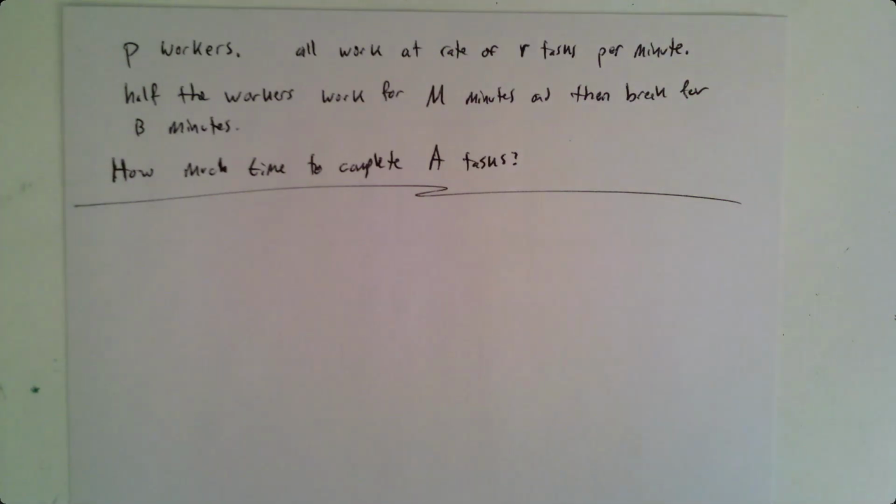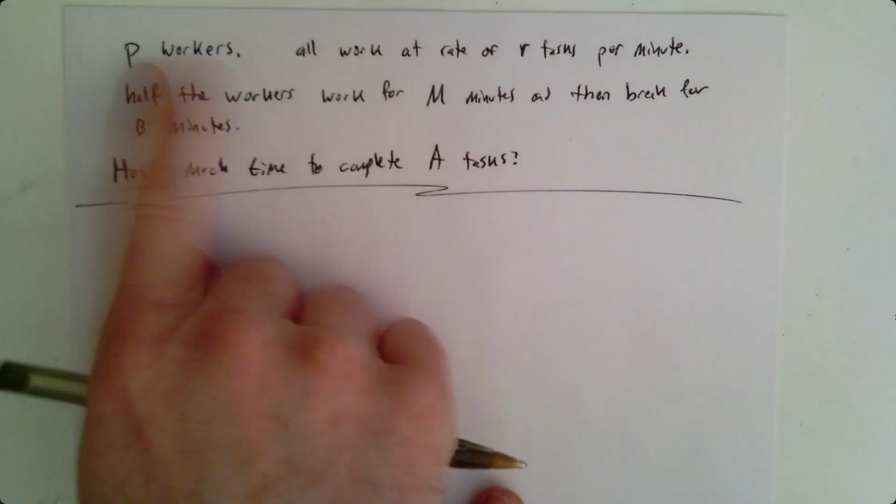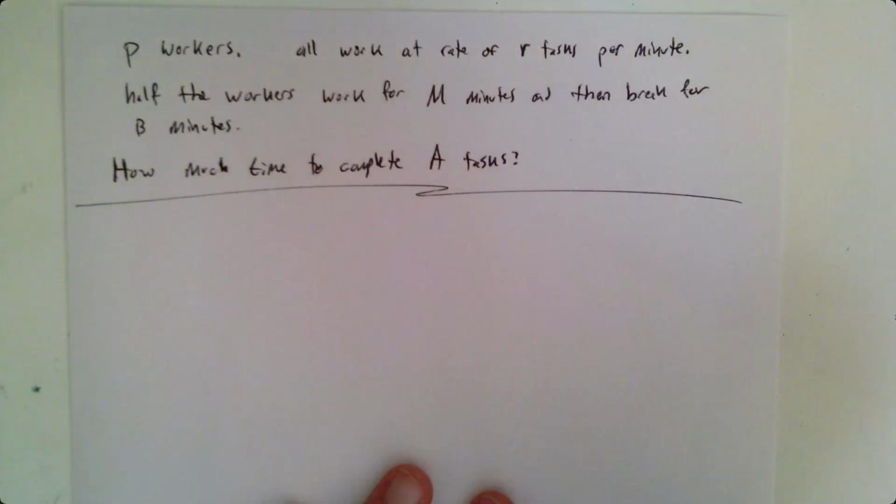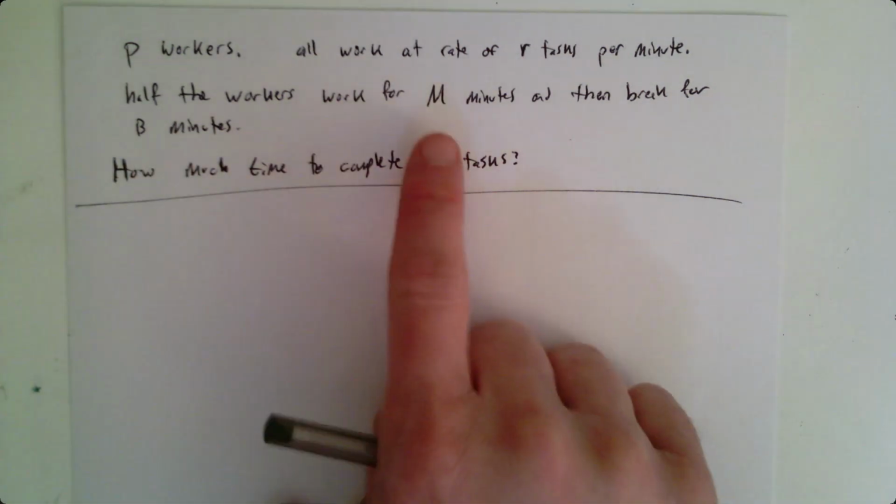Let's close it out with one practice problem. So let's say I've got P workers. Everybody's working at the same rate of R tasks per minute, but half of the workers are going to take breaks.